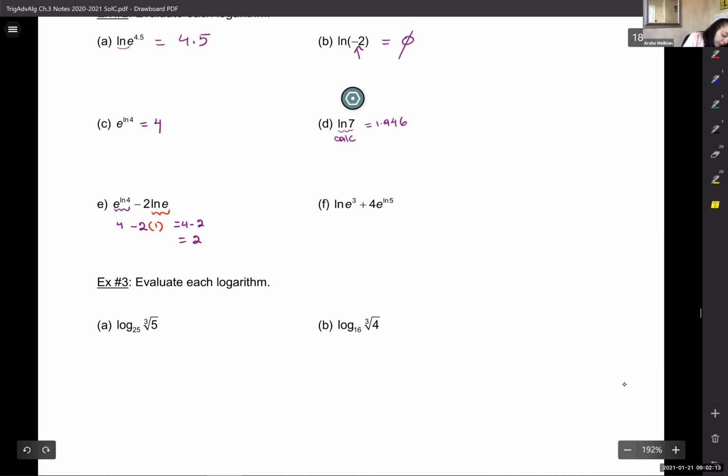All right, what about the next one? Ln of e cubed is just how many? Show me with your hands. 3 plus 4 times e to the ln of 5, that's just 5. So this is 3 plus 20, 23. Tell me that's not the coolest thing you've ever done before, right?